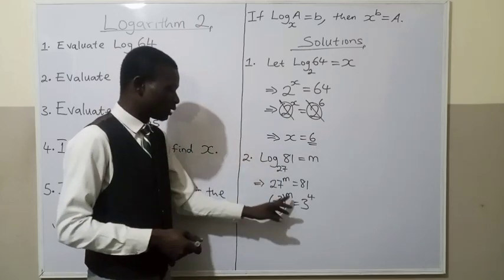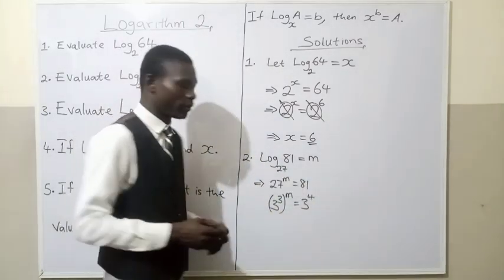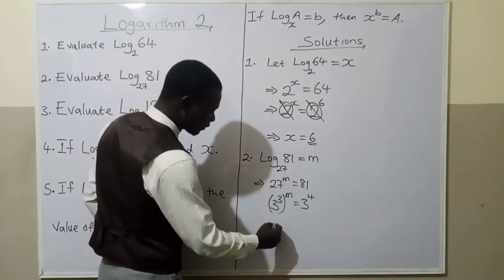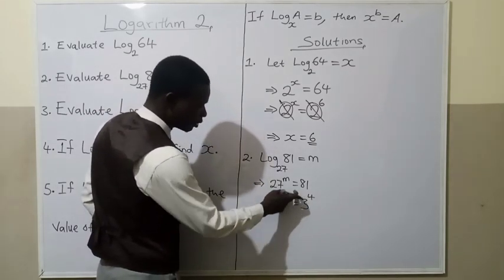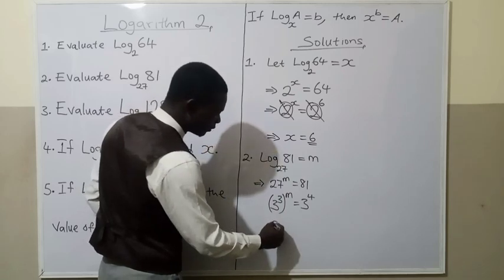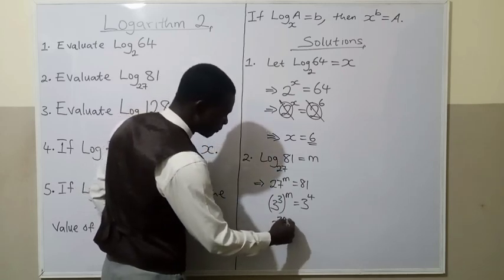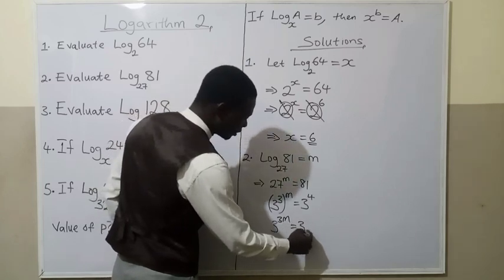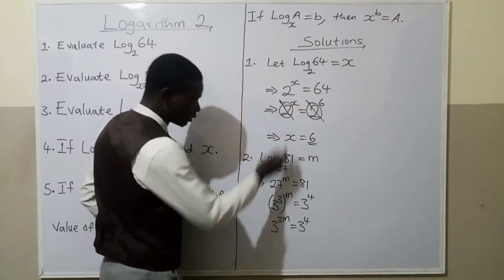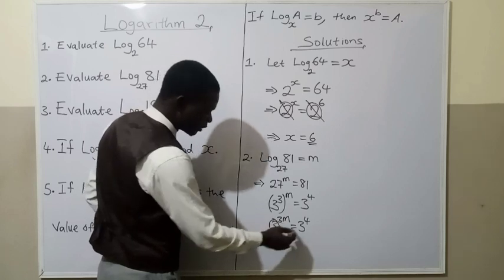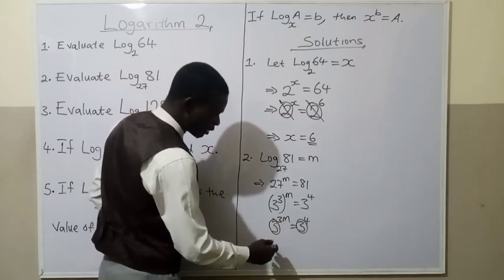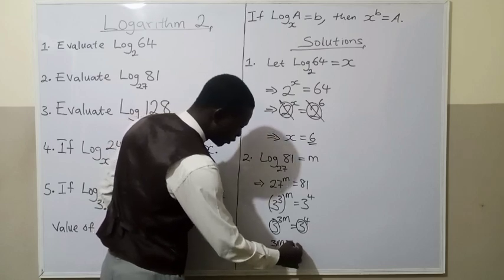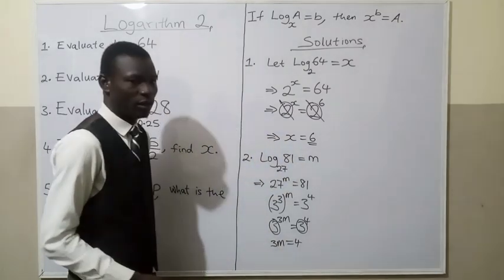Now 3 raised to power 3, then raised to power m, equals 3 raised to power 4. What does it tell us? It tells us that according to one of the rules of indices, this power 3 is going to multiply this power m. So we'll be left with 3 raised to power 3m, because 3 times m is 3m. And 3 raised to power 3m will be the same thing as 3 raised to power 4. And of course, as before, this base is 3 and this base is 3, so both can cancel out. So we'll be left with 3m equals 4. That's by equating the powers.